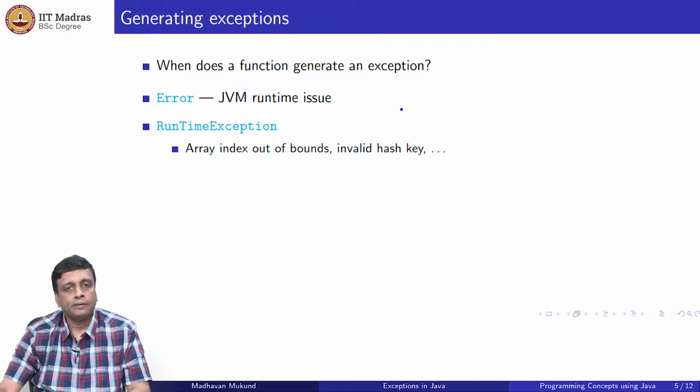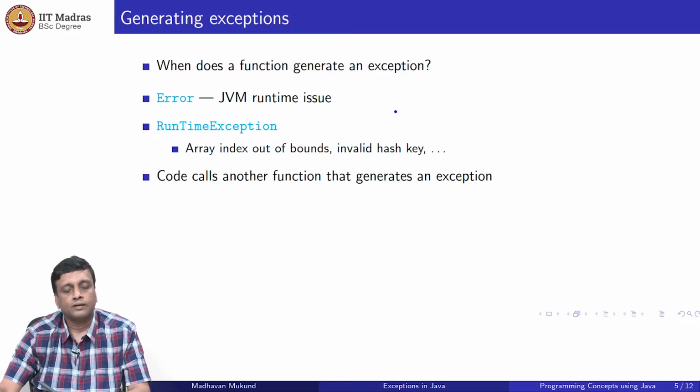Then you have a runtime exception, okay, and runtime exceptions, we said, are typically issues with coding, like you try to access an array out of bounds and so on, and this is something that ideally your code should try to check and catch. Now you might call another function which generates an exception and you don't handle it, so then your code generates an exception, right. So you are not generating the exception in your code directly, but indirectly. F calls G, G generates an error, so implicitly F generates an error because F does not have a try catch for it, right.